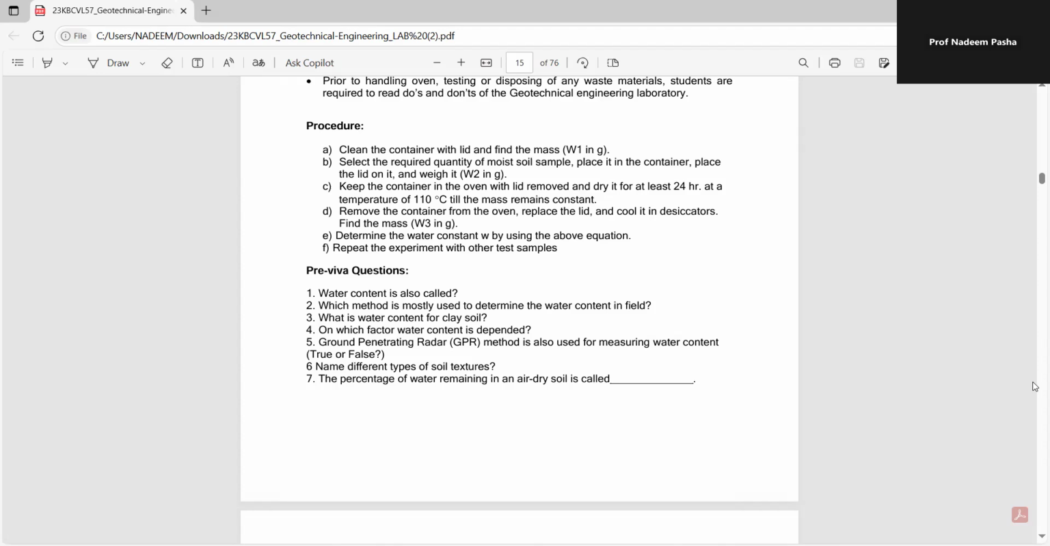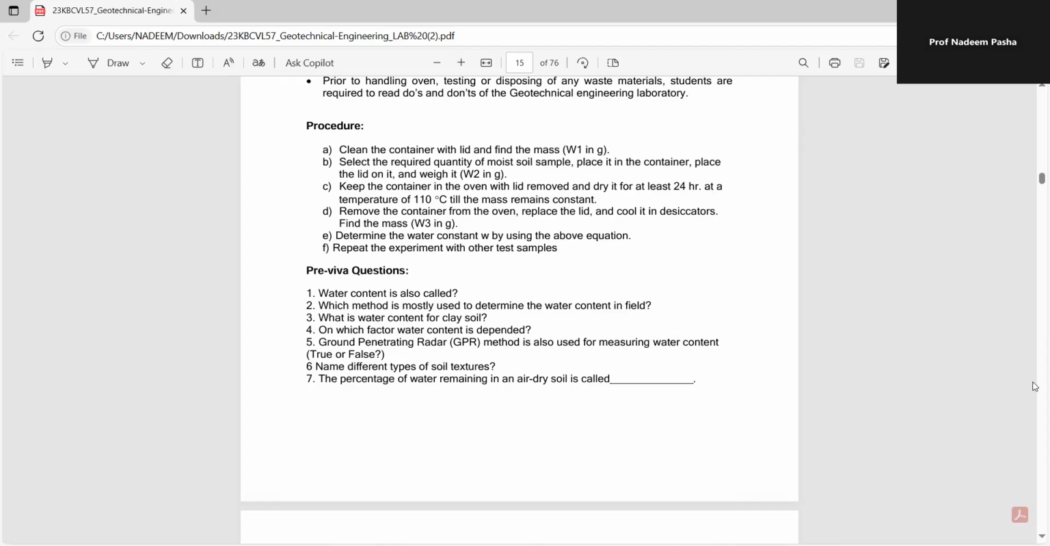Remove the container from the oven, replace the lid and cool it in a desiccator. Find the mass W3 gram. After drying the soil sample in the oven, what you have to do is cool it in a desiccator. That will be W3 gram. Then determine the water content w by using the above equation. Repeat the experiment with other test samples.